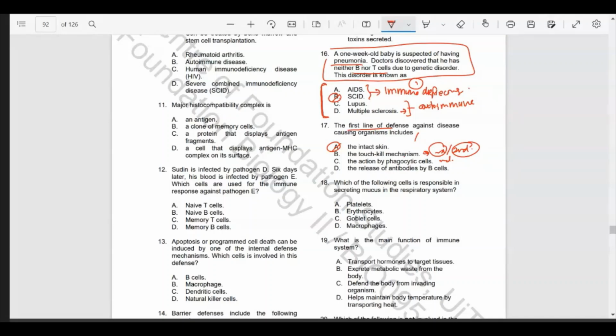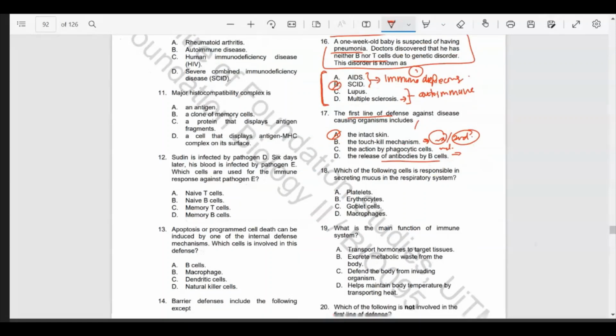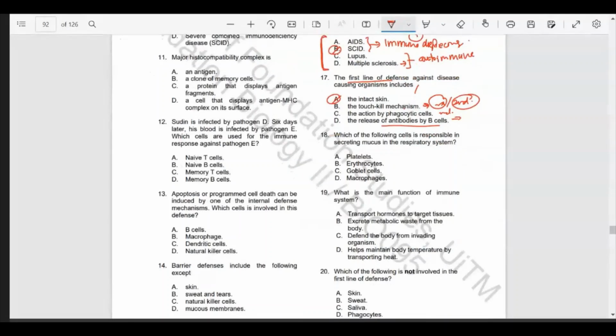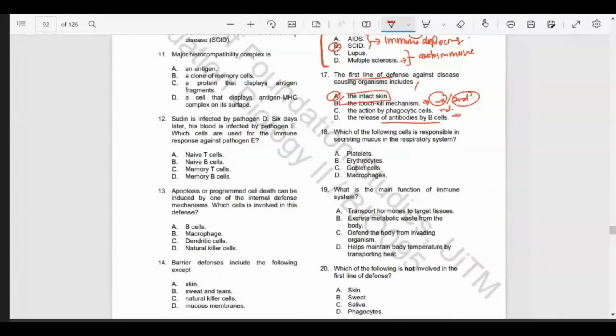As for D, the release of antibody by B cell is obviously acquired immunity, or third line defense. Acquired immunity involves the humoral immune response, where the B cell, the plasma cell, secretes antibody into your body fluid to find any specific pathogen for that antibody. So that is the answer. So for 17, first line defense is your skin.